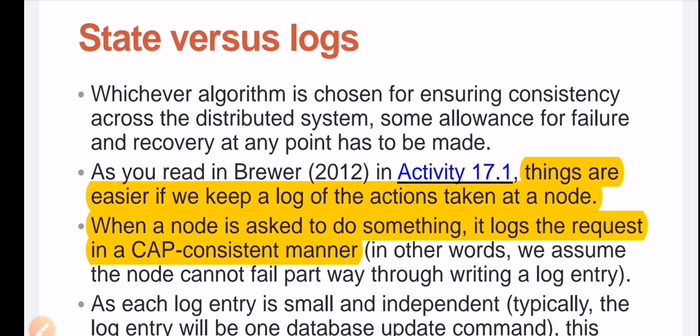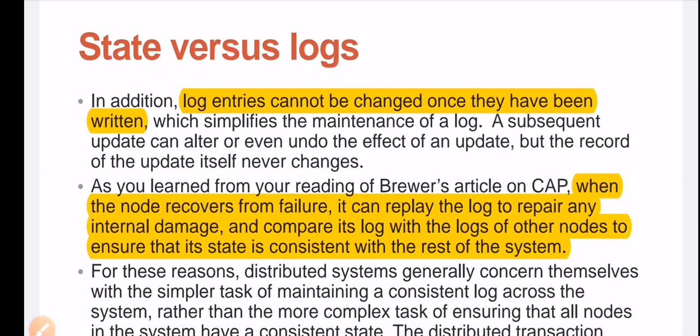Things are easier if we keep a log of the actions taken at a node. When a node is asked to do something, it logs the request in a consistent manner. Log entries cannot be changed once they have been written. When the node recovers from failure, it can replay the log to repair any internal damage and compare its log with logs of other nodes to ensure that its state is consistent with the rest of the system. So if node A has failed and node B is working, and many requests have been done on node B while node A is failed, then after node A becomes alive, we refer to its log file and compare it with B's log file, check the missing requests and update the database accordingly.